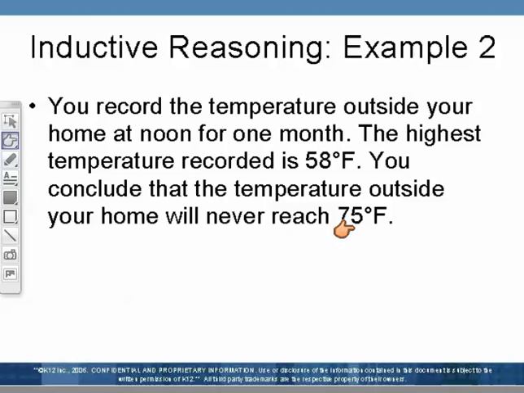We all live in Texas. We know it gets hot down here. So we know that's false. But if you looked at the temperature in the middle of winter and it never got above 58, you could conclude this using inductive reasoning. Not necessarily sound in either one of those two cases, but it is a form of reasoning.